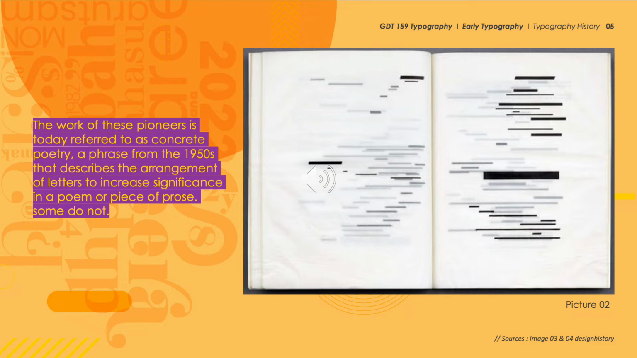This is example number 2, picture number 2. The work of this pioneer is today referred to as concrete poetry, a piece from the 1970s that described the arrangements of letters to increase significance in the poem or piece of prose or some notes.